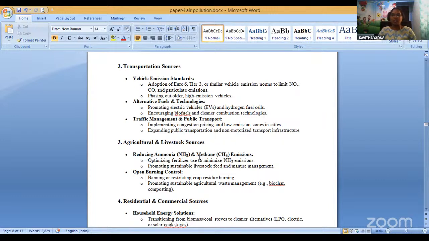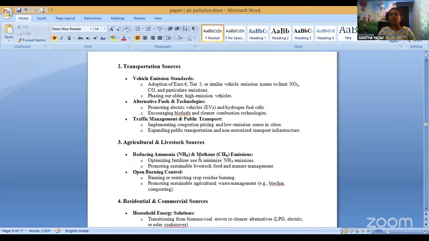Then the next one is traffic management and public transport, implementing congestion pricing and low-emission zones in cities, and expanding public transportation and non-motorized transport infrastructure, which are included in this topic named transportation sources. Then coming to the third one, agricultural and livestock sources.